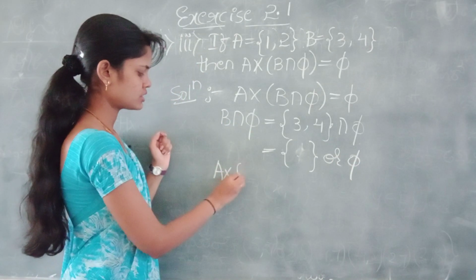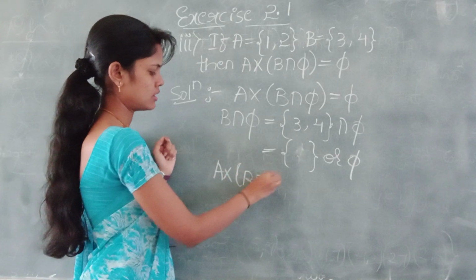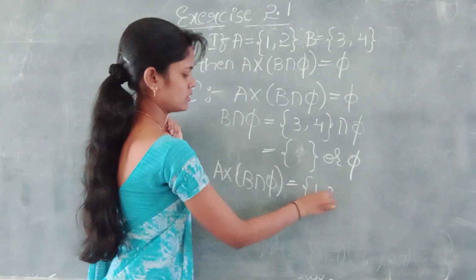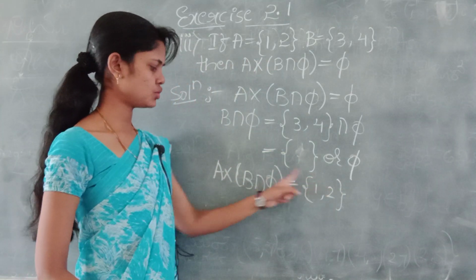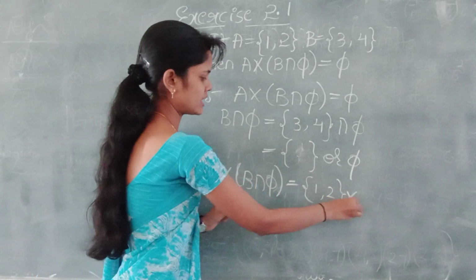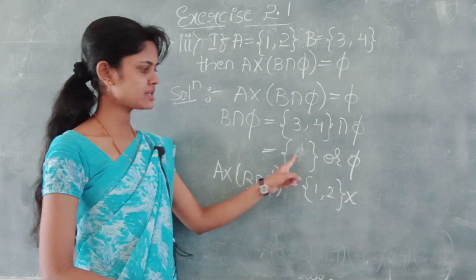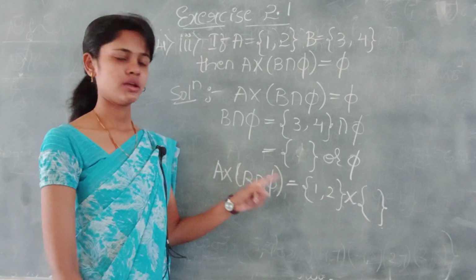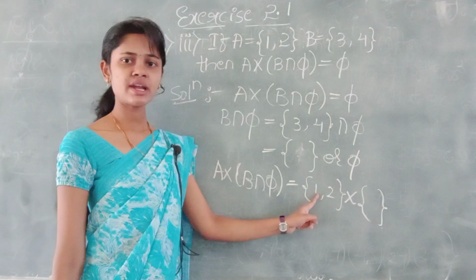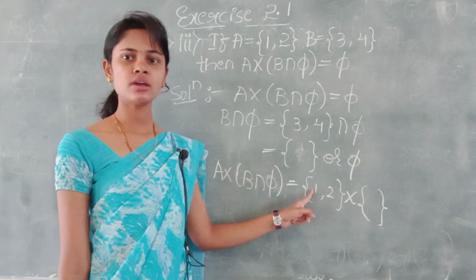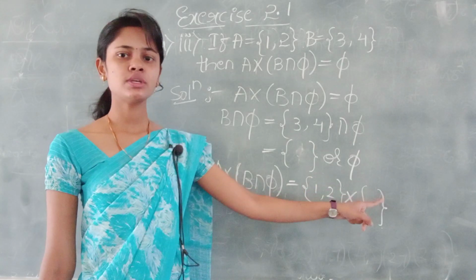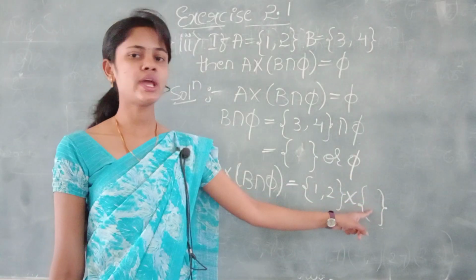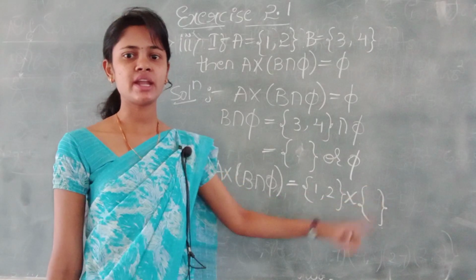Then A cross B intersection null set is equal to what? A is what? 1, 2. The set A contains two elements, 1 and 2, and cross, that is the Cartesian product, of B intersection null set, which is a null set, right? That is, no elements in the set. So then we can't write any set here. Why? Because we must take the ordered pairs from the first set to the second set. So we can't write. Why? Because in the second set there were no elements, or the second set is an empty set.